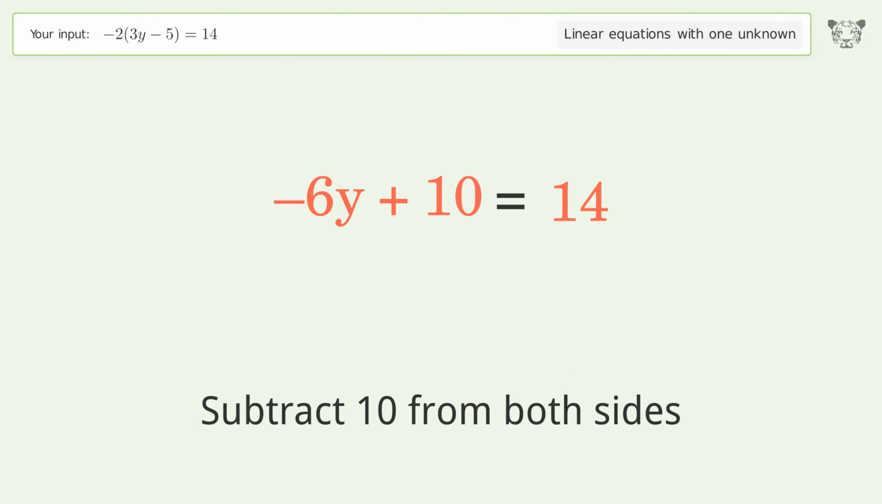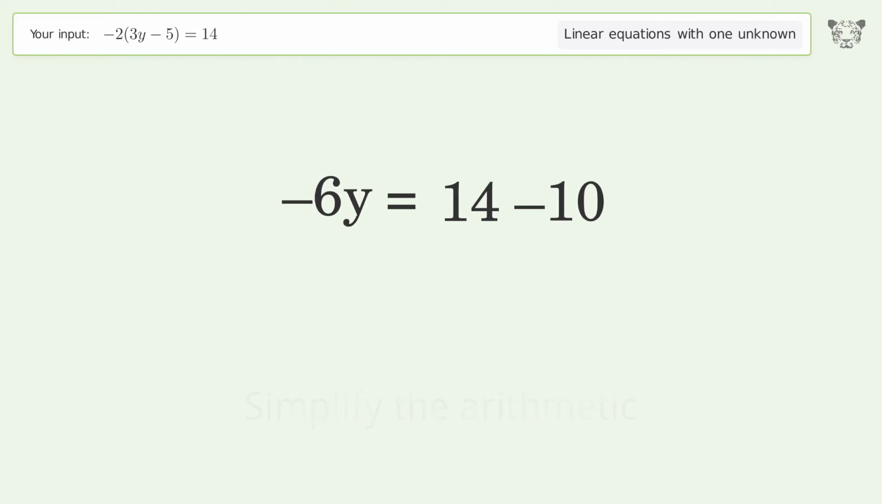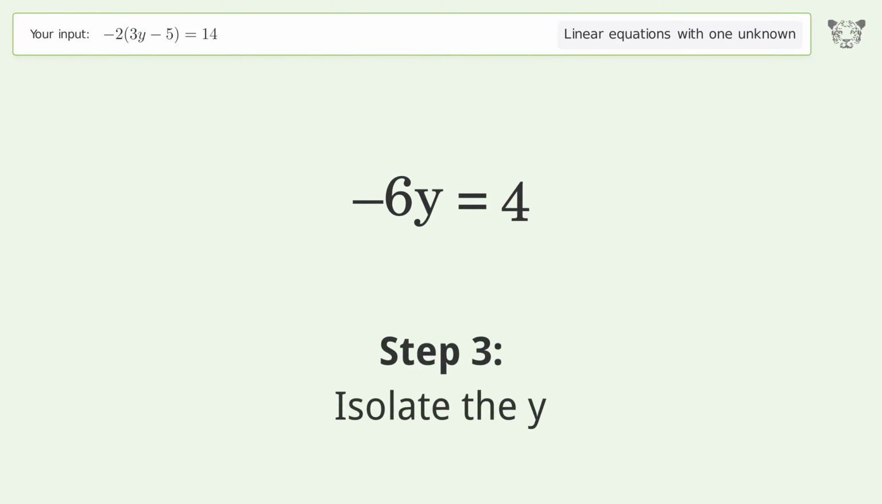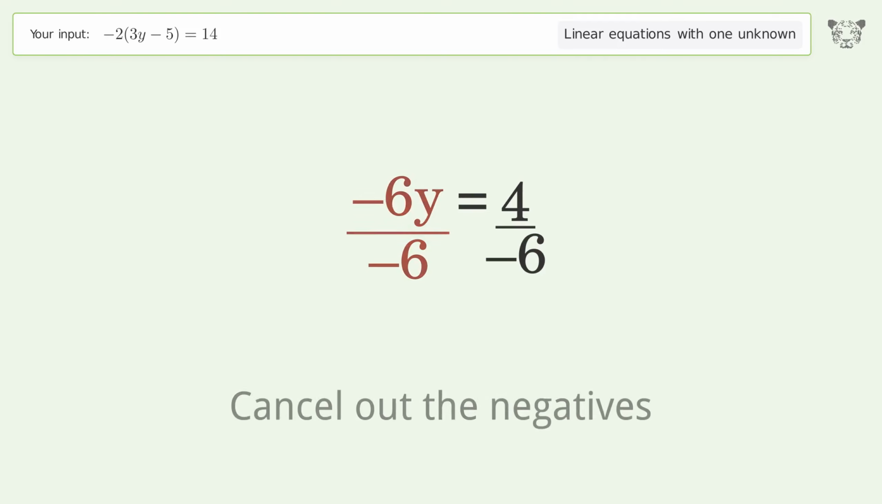Subtract 10 from both sides. Simplify the arithmetic. Isolate the y. Divide both sides by -6. Cancel out the negatives.